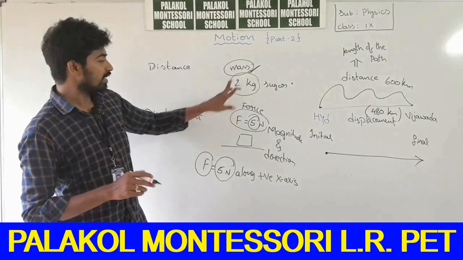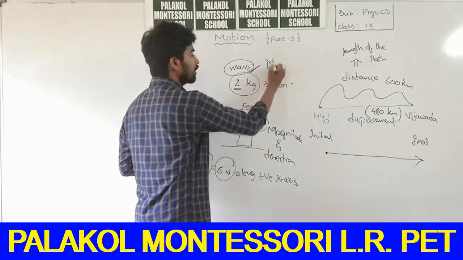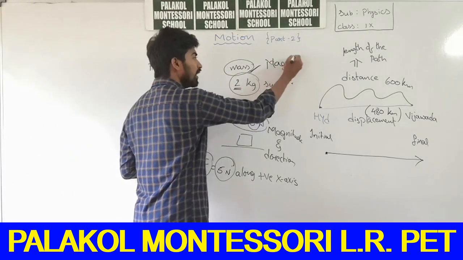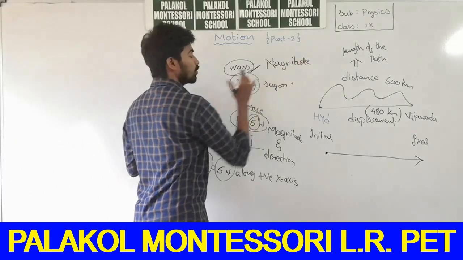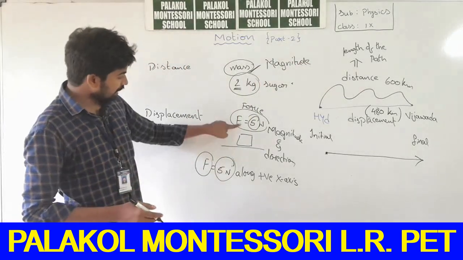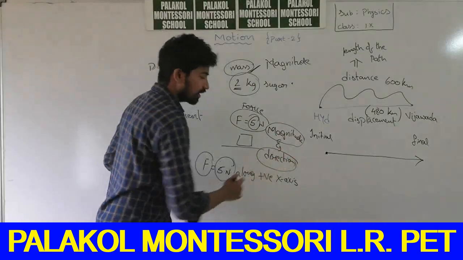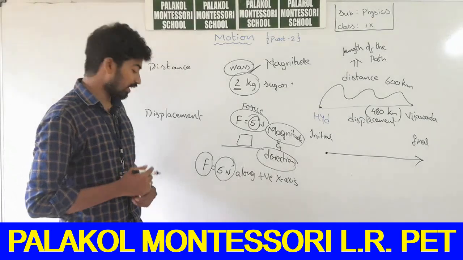So, in this way, the physical quantities which have only magnitude, like mass, are called scalar quantities, and the physical quantities which have magnitude and direction are called vector quantities.